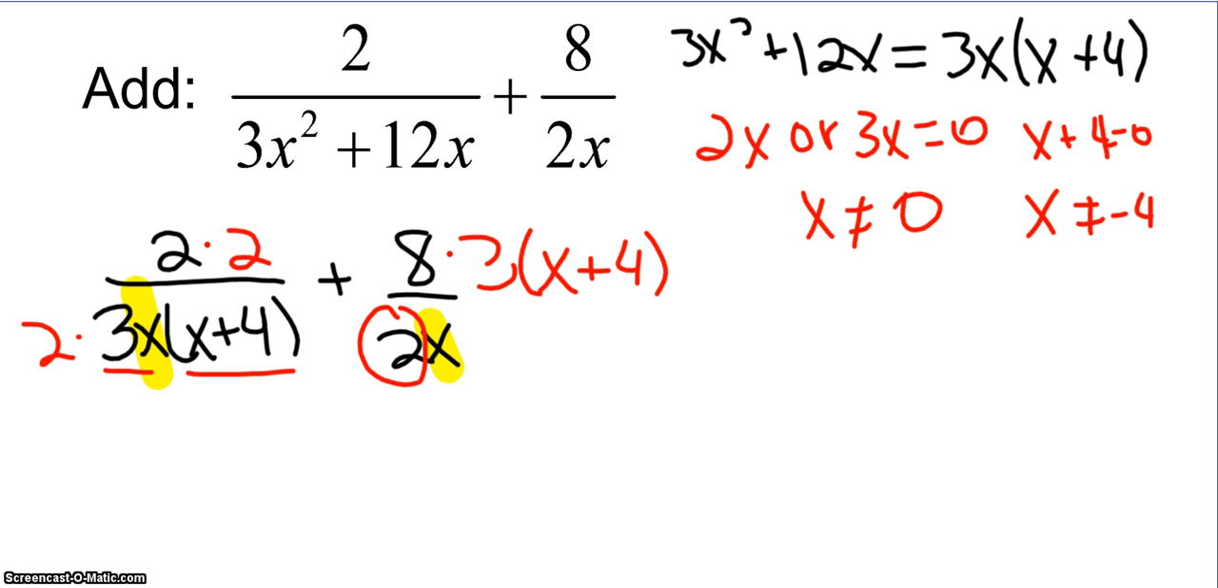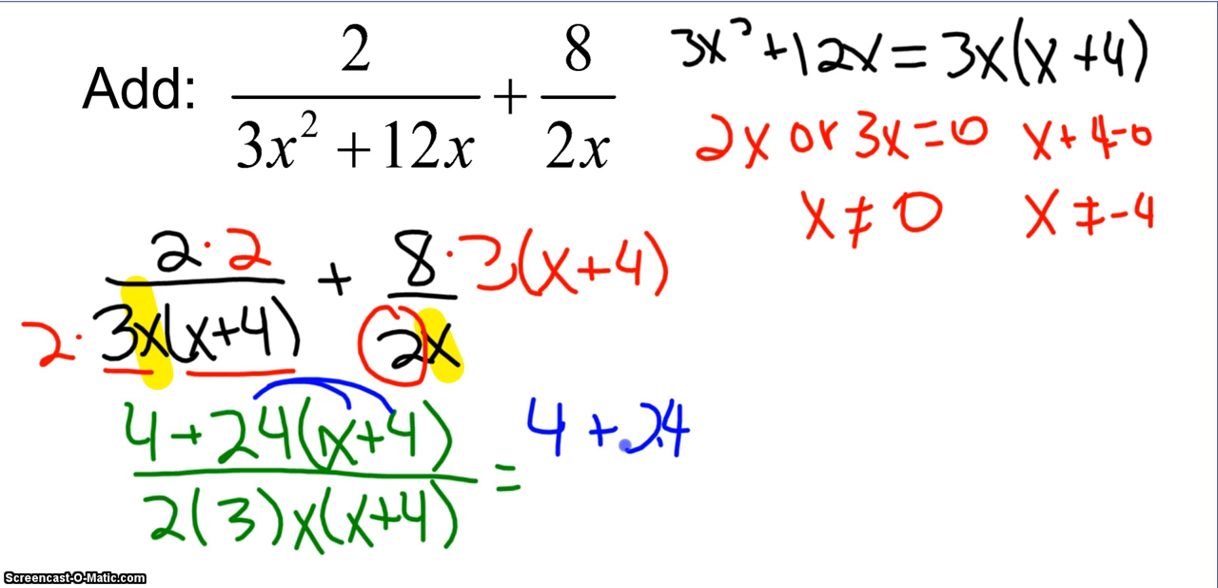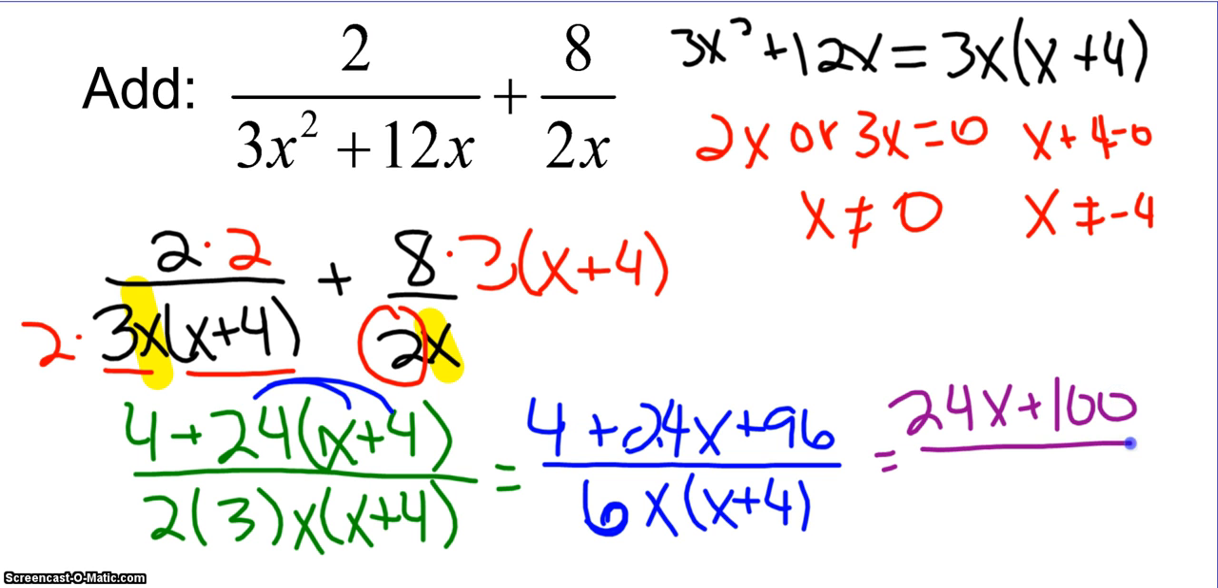Alright, let's start multiplying out. So 2 times 2 is 4. So I have 4 plus 8 times 3 is 24 times (x plus 4), all over 2 times 3x times (x plus 4). Okay, now let's distribute. So I have 4 plus 24 times (x plus 4), which gives me 24x plus 96, all over 2 times 3 is 6, so 6x times (x plus 4). Okay, now I need to combine like terms. So 4 plus 96 gives me 100, so I have 24x plus 100 over 6x times (x plus 4).